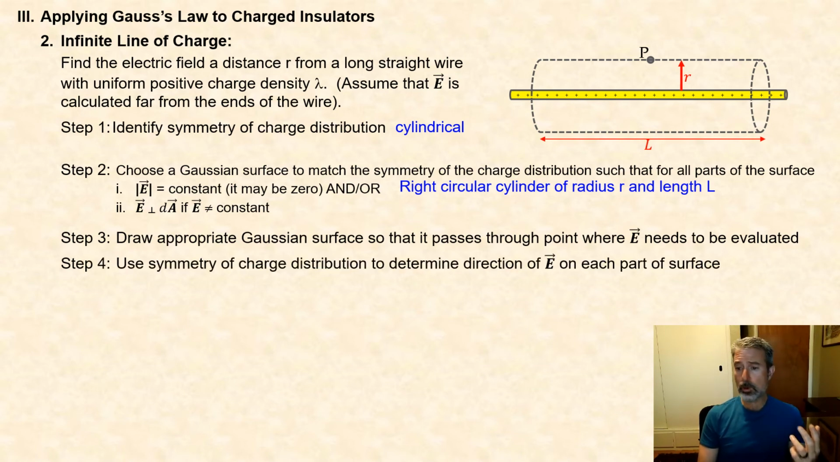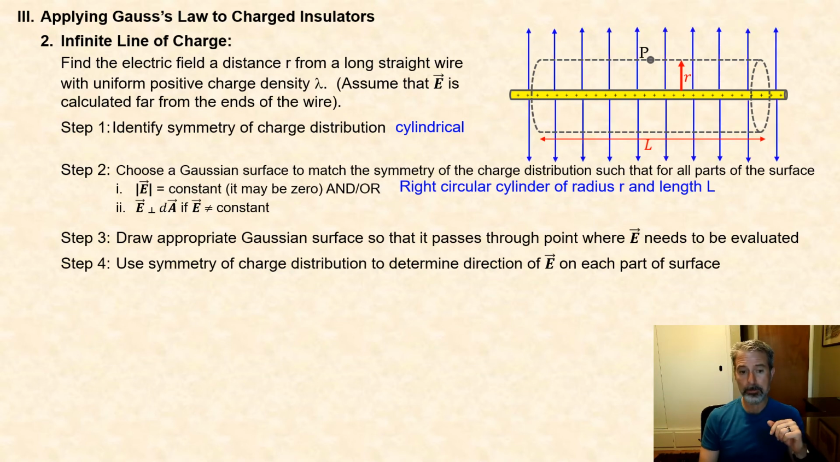So from here, we're going to use the symmetry of the charge distribution to determine the direction of the electric field on each part of the surface. As I said previously, a right circular cylinder has two ends and the sides. It's really one surface, but we're going to have to look at each part of that surface separately. So I'm drawing what the electric field would look like. This is a positive charge distribution.